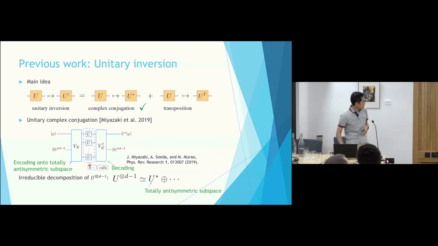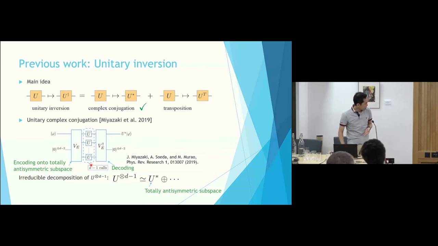This is from another paper we have in the past. Basically, this uses d minus one calls of the input unitary, and it achieves the complex conjugation. What's important here is that if you want the exact transformation, no matter how small the probability, you need d minus one calls. You cannot do any smaller than this.